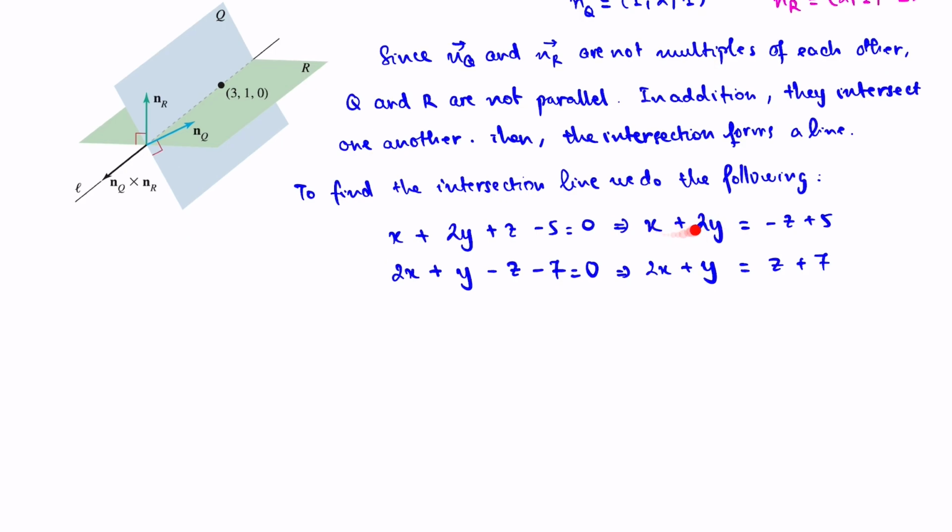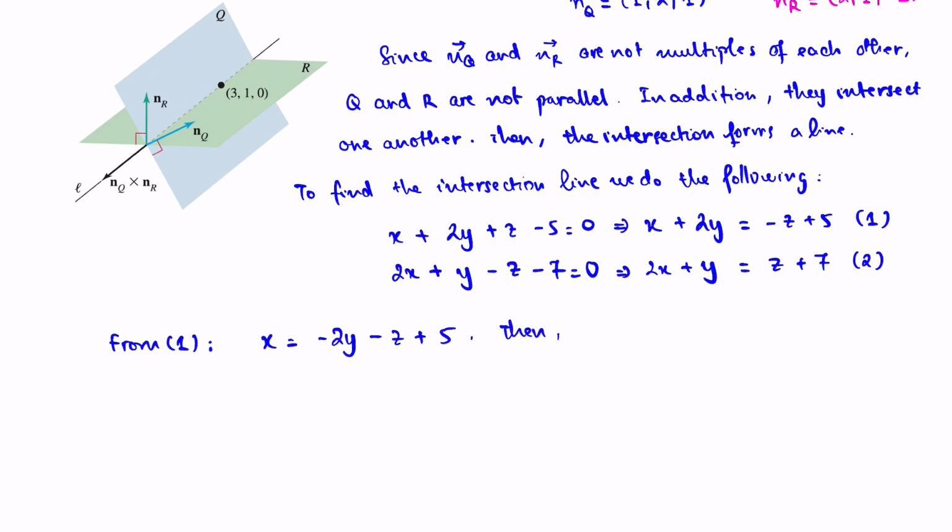Now from here, we're going to solve for x in terms of y and z. Again, the goal is to solve for x in terms of z only and y in terms of z only. By solving x in terms of y and z at this step, eventually we can get to our answer. So from the first equation, we get that x = -2y - z + 5.